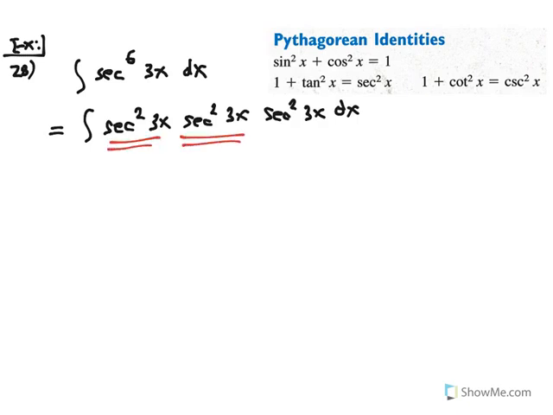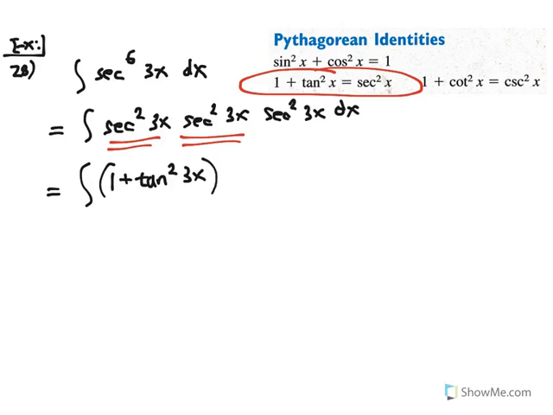We can rewrite these two factors of secant squared 3x using our Pythagorean identity as 1 plus tangent squared 3x. So secant squared 3x becomes 1 plus tangent squared 3x, and we have that twice: 1 plus tangent squared 3x times 1 plus tangent squared 3x, because we have two factors of secant squared 3x. The third factor, we want to save for our integration by substitution so that we can change variables.